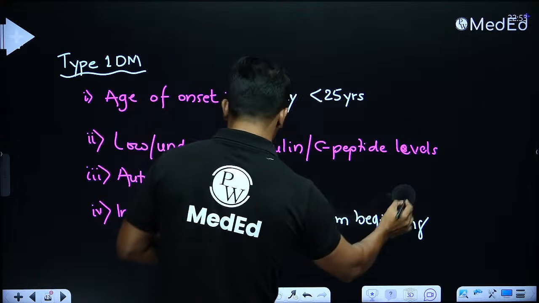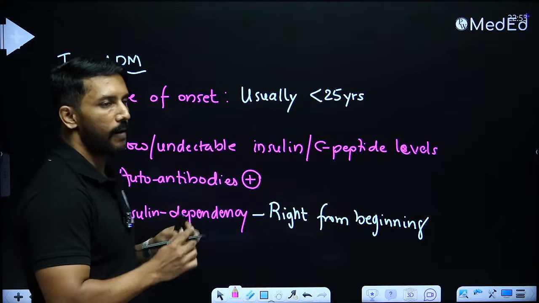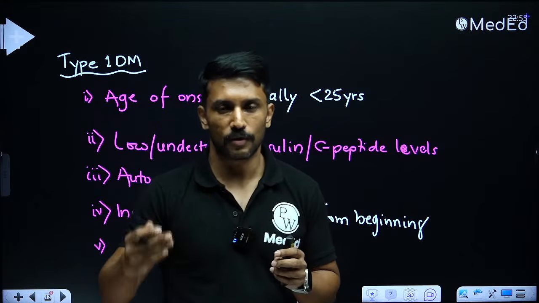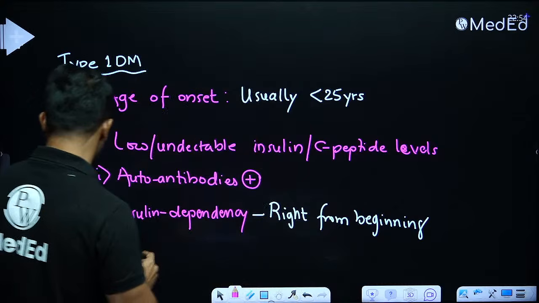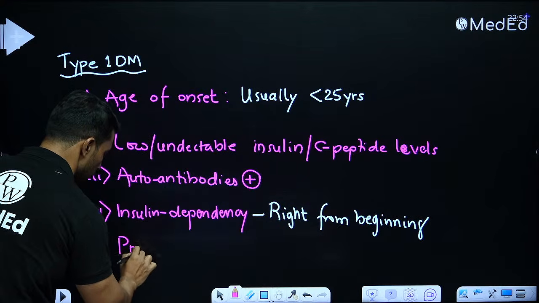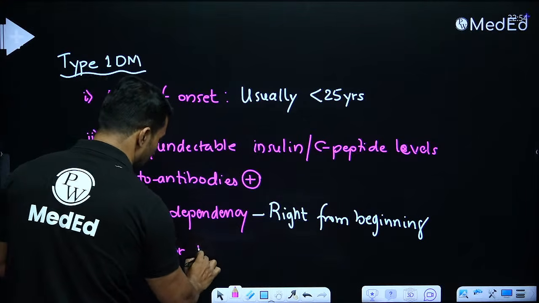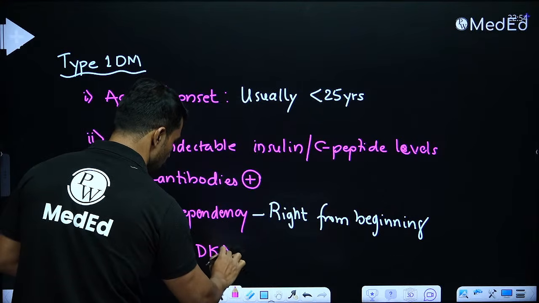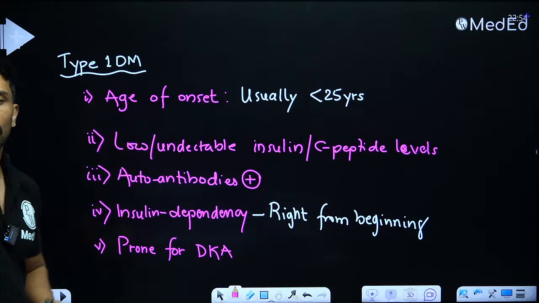And the fourth one, these patients, because they have absolute insulin deficiency, the cells will not be able to utilize the glucose. They switch into the ketogenesis. So they are generally prone for ketosis or what you call as DKA. They are prone for diabetic ketoacidosis. Right? These are the key points that we need to remember about type 1 diabetes mellitus.